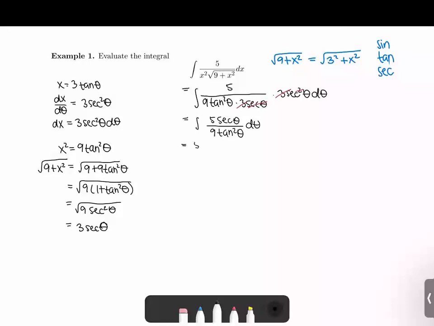First I'm going to pull my 5/9 in front of my integral. Then I have a secant, and that's times 1 over tangent squared theta.